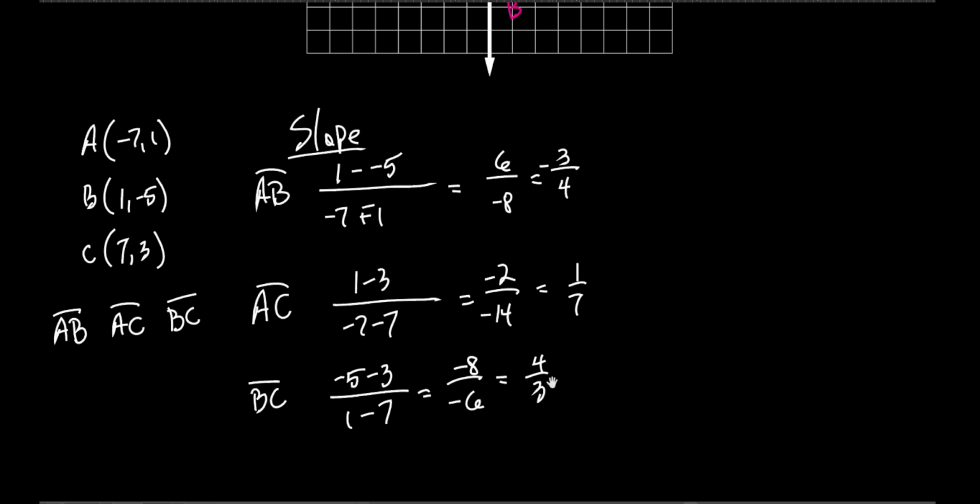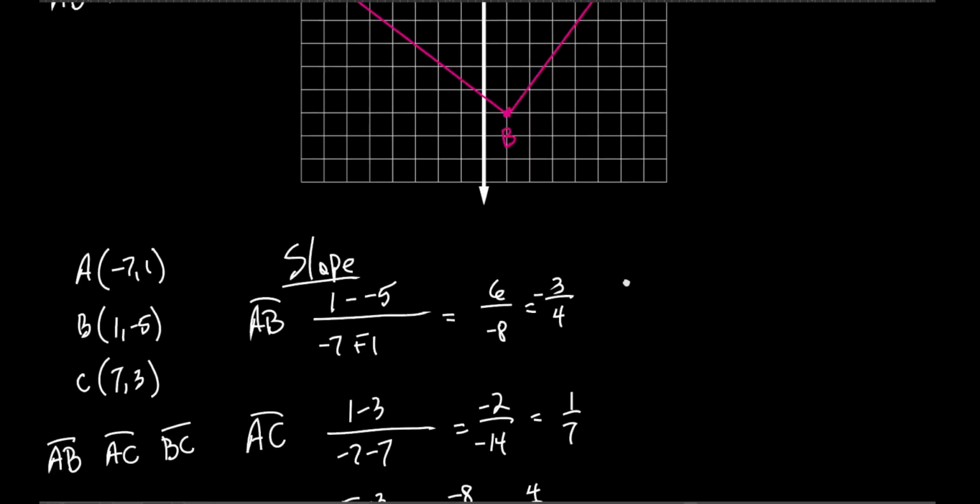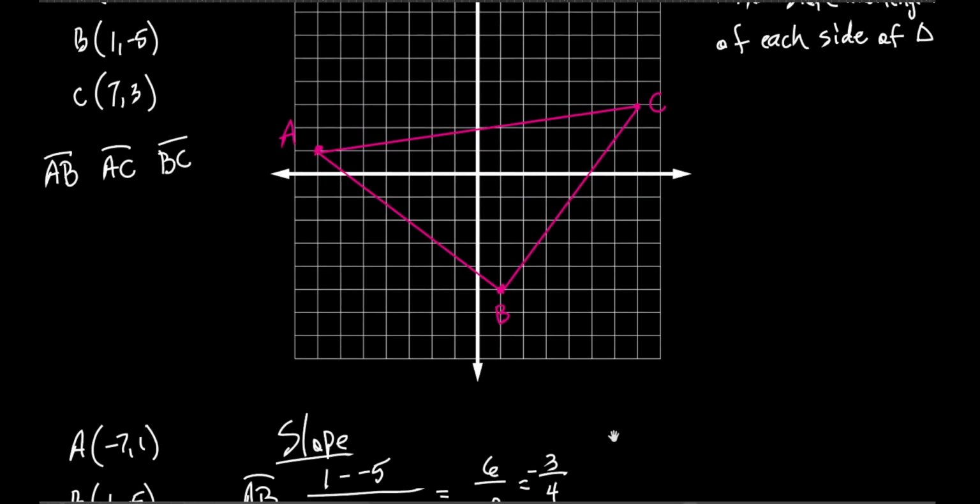Exactly right. Which means, what's true about AB and BC then? They're perpendicular. That's right. So I could say that AB is perpendicular to BC. So if you come up here, there's AB right there, there's BC right there, they're perpendicular to each other. So what does that mean about this angle right here? It's a right angle, okay?